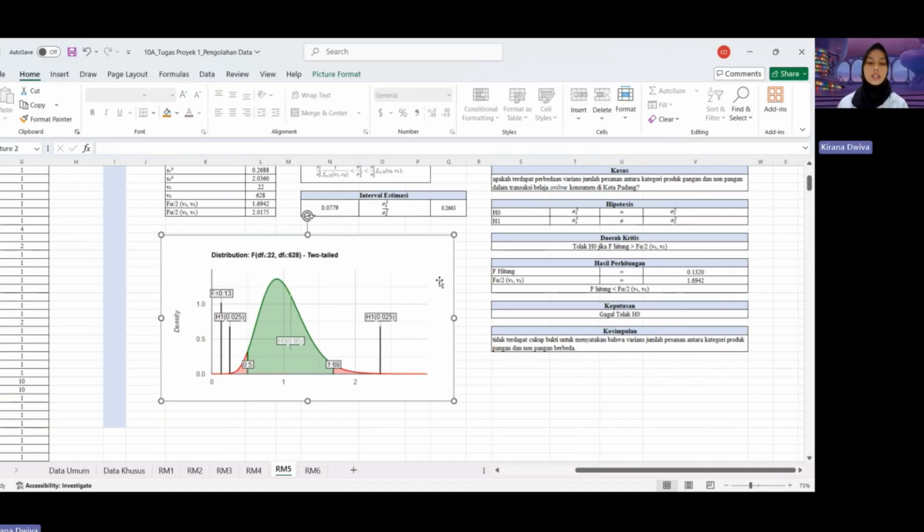There is the graph for the hypothesis test, and the H0 is in the accept region, and the X1 is in the reject region.